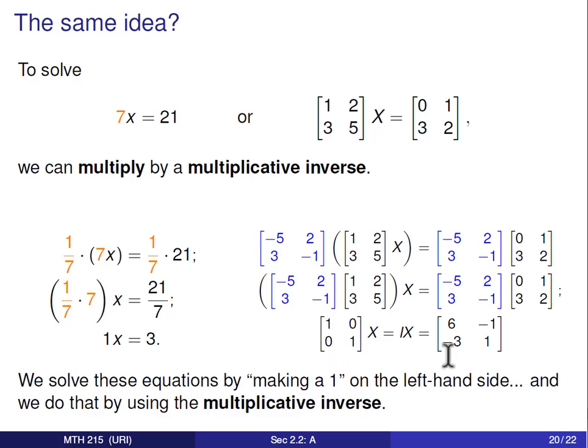So in this equation, just like in the first one, we solve it by making a 1, but in this situation, the 1 we're talking about is actually the identity matrix on the left-hand side. This -5, 2, 3, -1 is acting like a reciprocal of 1, 2, 3, 5, or better said, it's acting like the multiplicative inverse.